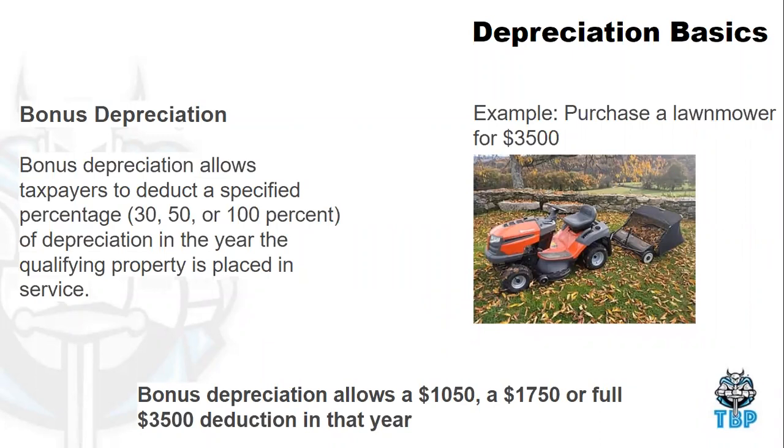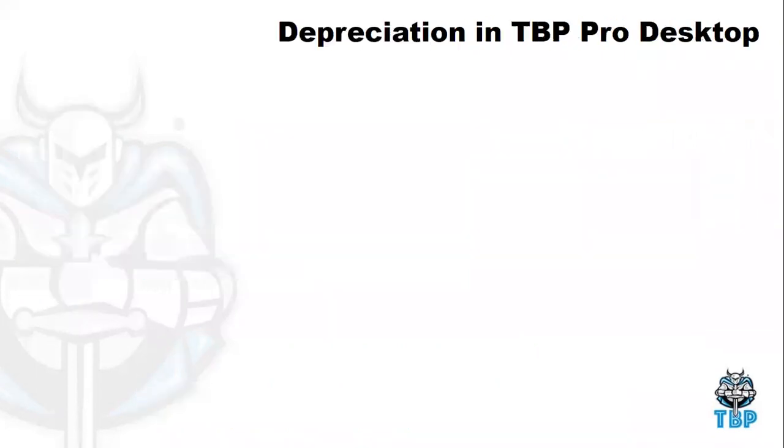So we've looked at that lawnmower three times. We've said $3,500 divided by 5 years, we could do $700. We've looked at Section 179. We'll take the entire thing this year. And we looked at bonus depreciation, where we just plan: do we want 30, 50, or 100% for this particular asset? So you have a lot of options. And this is something that's very easily done in the TBP Pro Desktop software. And that's what I'm going to show you right now.